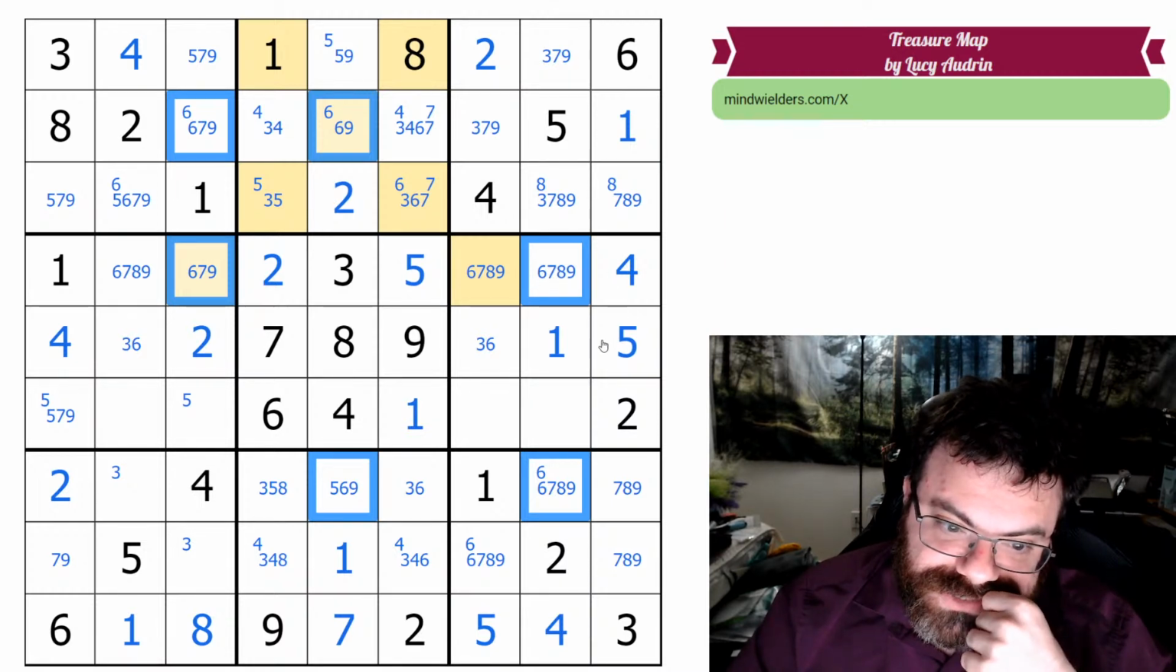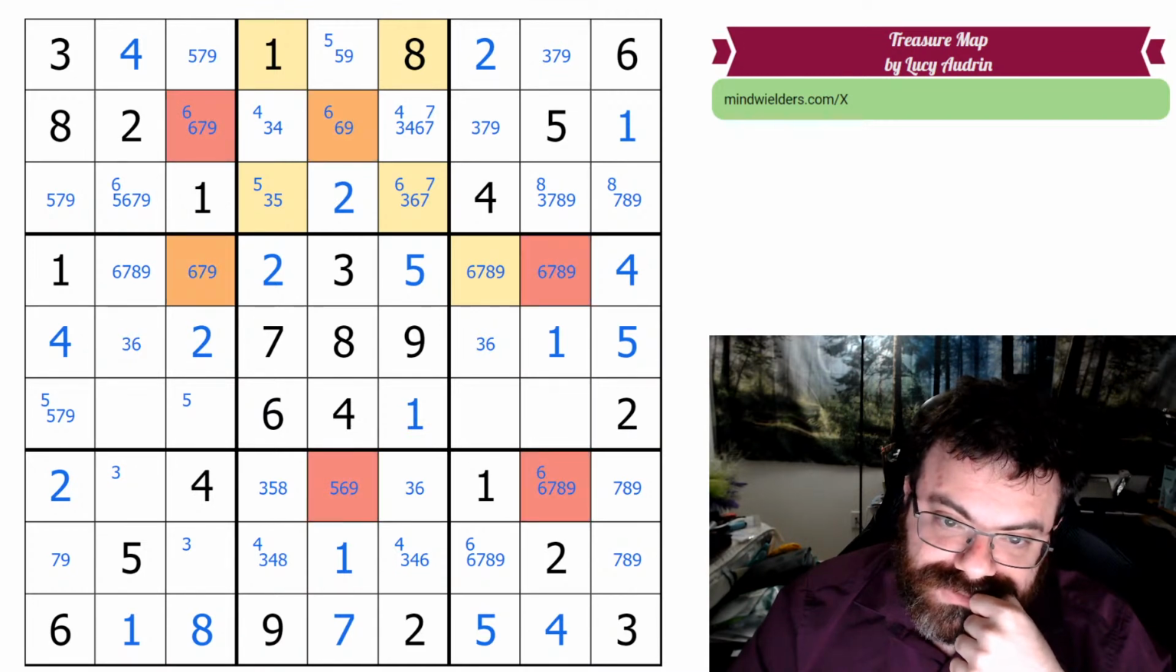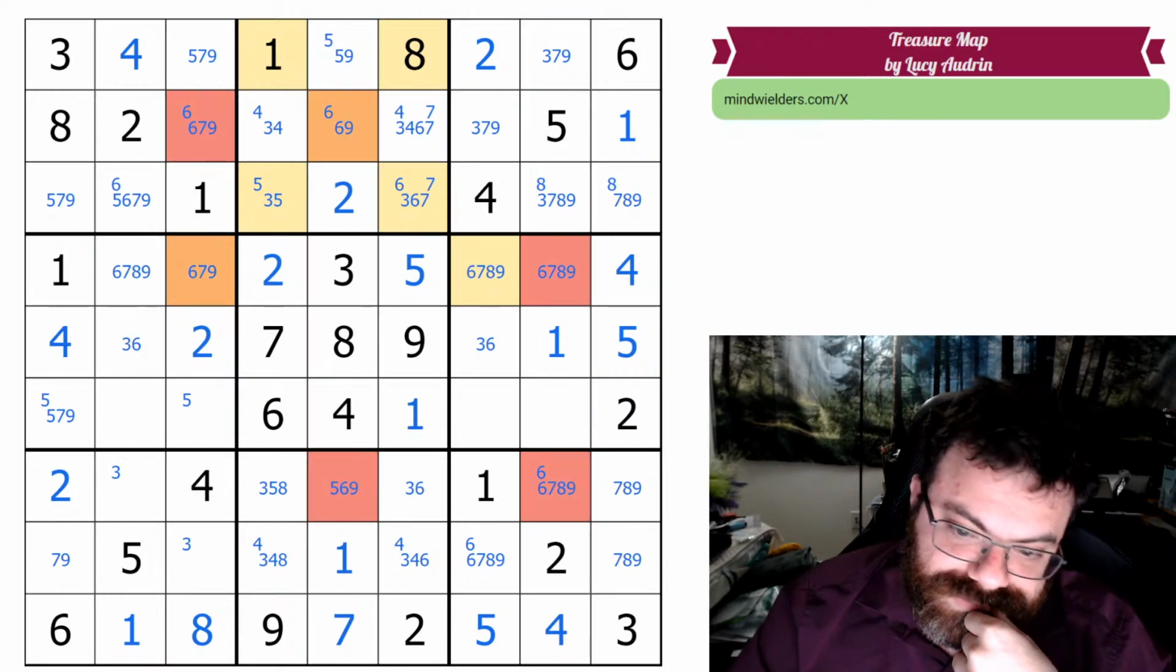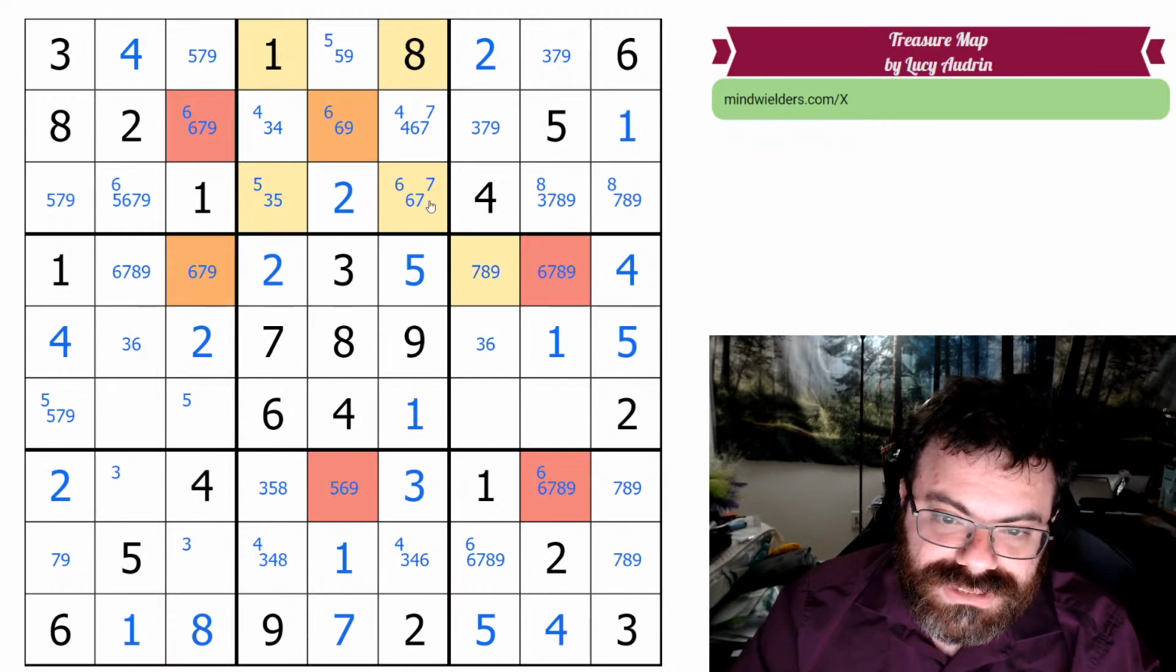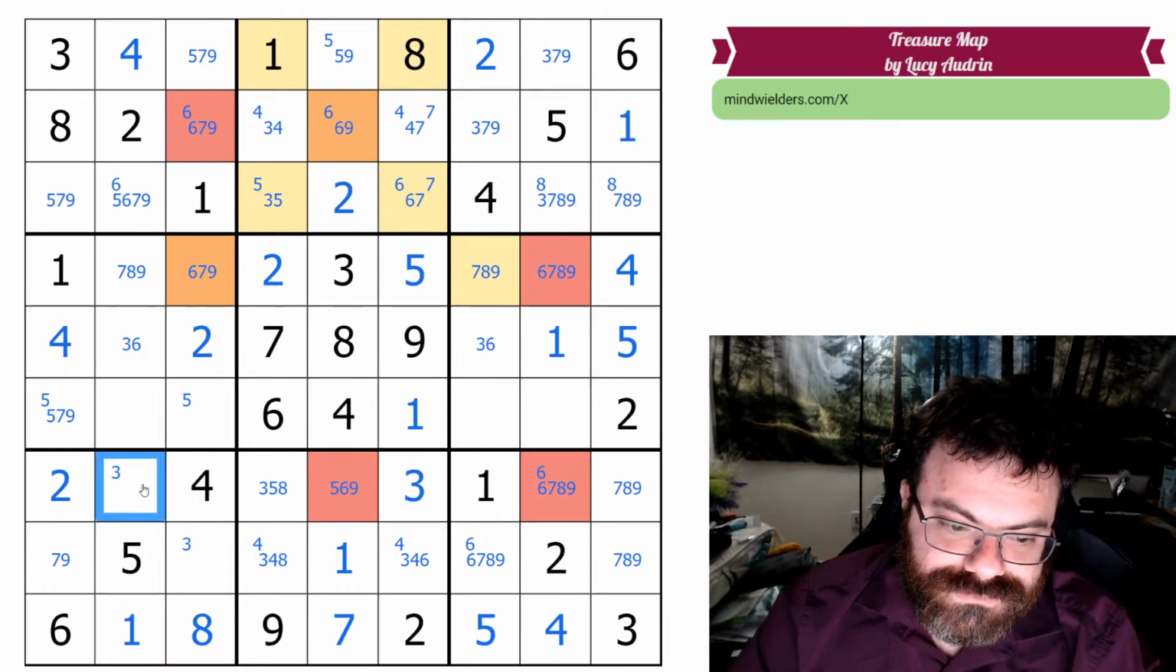Yeah, that is a swordfish. So on columns 3, 5, and 8, we have a swordfish on 6s. That gives this 3, means this one can't be 6. That can't be 6, nor can that. This couldn't have been 6 anyway.